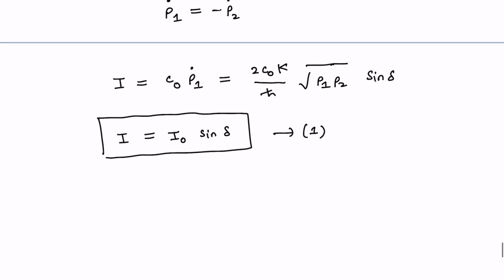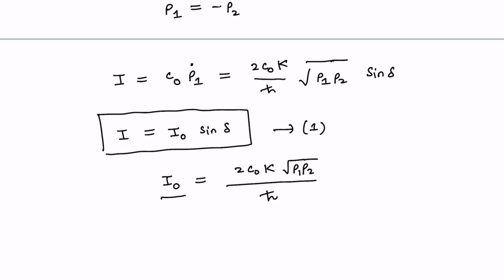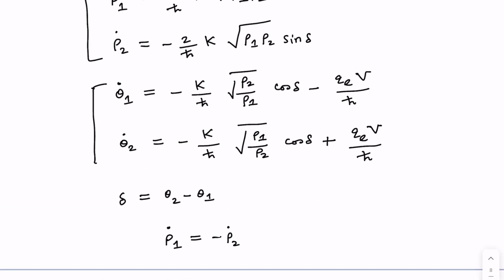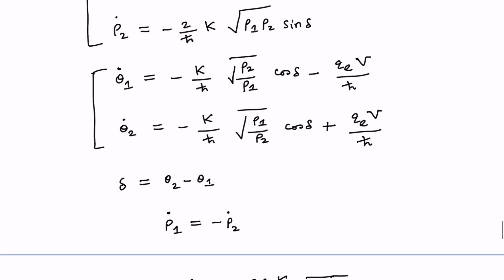And this I0 is defined as twice C0 k times the square root of rho 1 rho 2 divided by h bar. I naught is the maximum current that the junction can sustain. In other words, I naught is the critical current that can flow before the Cooper pairs break and superconductivity is lost.